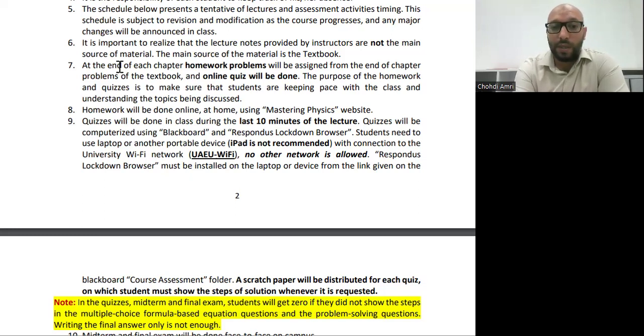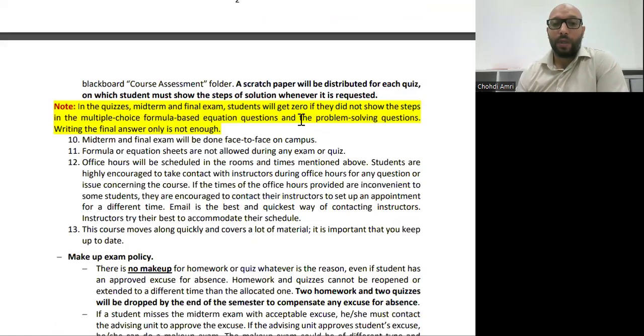Quizzes will be computerized using Blackboard and Respondus LockDown. So please, you are asked to use UAE Wi-Fi. No other network is allowed. There is a very important note here.